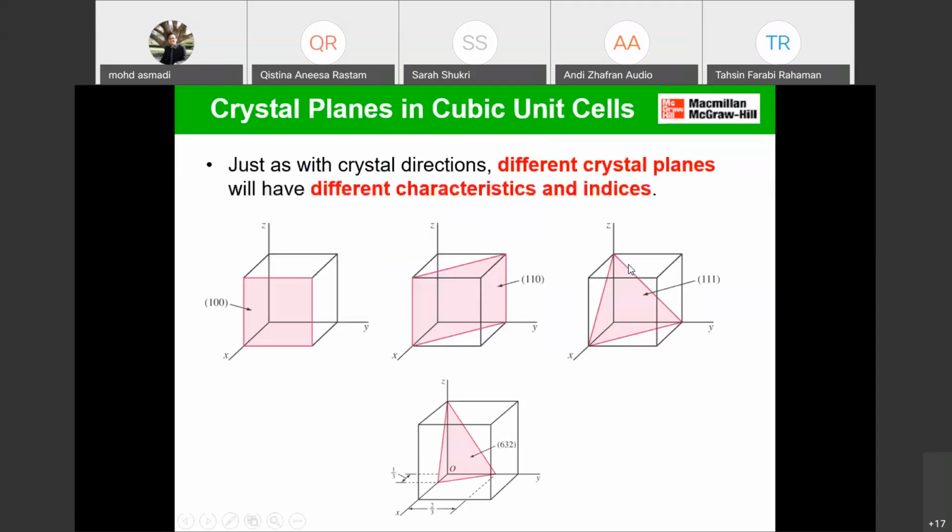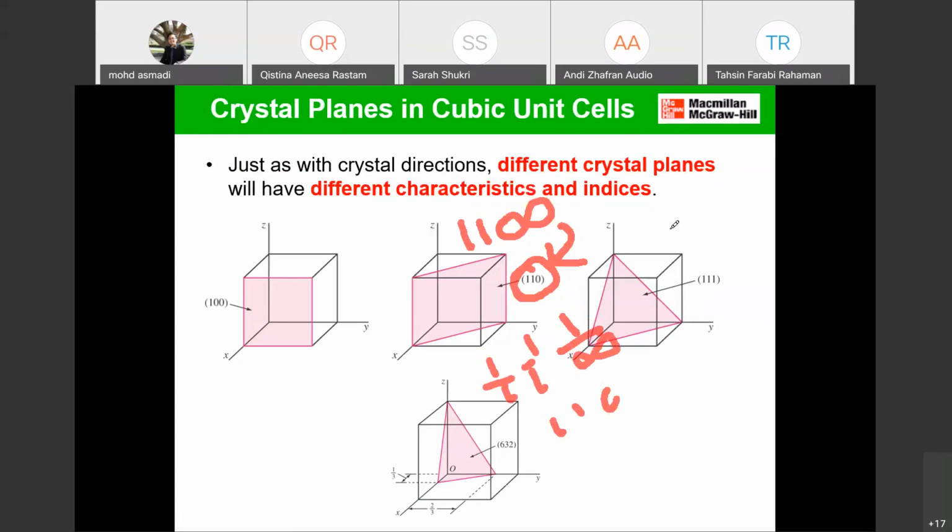Just like this one, the numbers are 1, 1, and infinity. That's why you have to take the reciprocal to get 110. That means you divide by 1: 1 divided by 1, 1 divided by 1, and 1 divided by infinity, so 110. Is it correct?